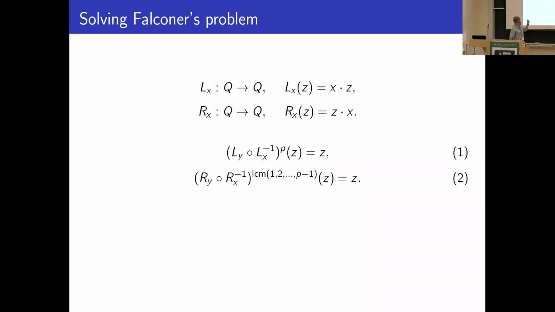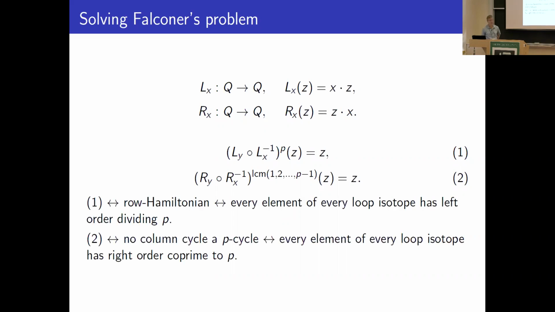The square that I described doesn't have it because I had rows and columns all Hamiltonian. If I take a conjugate and flip symbols with columns, then I can make sure that all of my row cycles are Hamiltonian, none of my column cycles are Hamiltonian, and then I will be satisfying these two identities. So actually, this first identity corresponds to row Hamiltonian, and it's saying that every element of every loop isotope has left order dividing p.